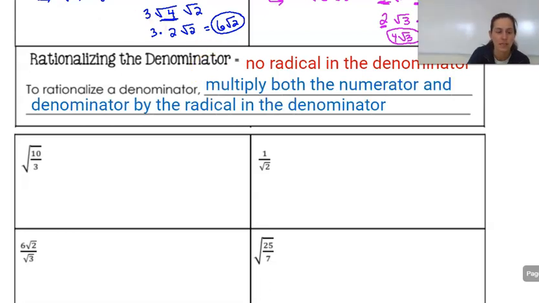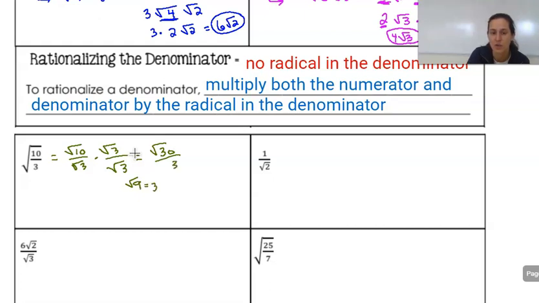So if we take a look at the first example where we have square root of 10 over 3, we got to break it down. We can't have one big radical over a fraction. So this would be square root of 10 over square root of 3. And then we multiply by square root of 3 over square root of 3. And then square root of 10 times square root of 3 is square root of 30. And then square root of 3 times square root of 3 is square root of 9. And square root of 9 is 3.